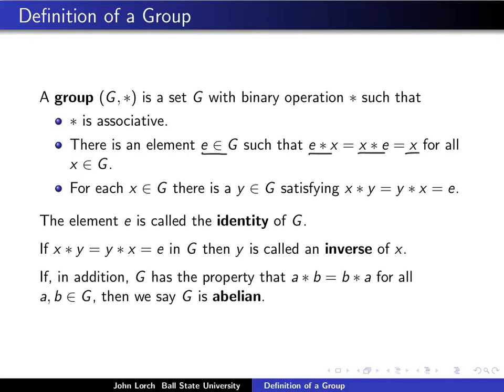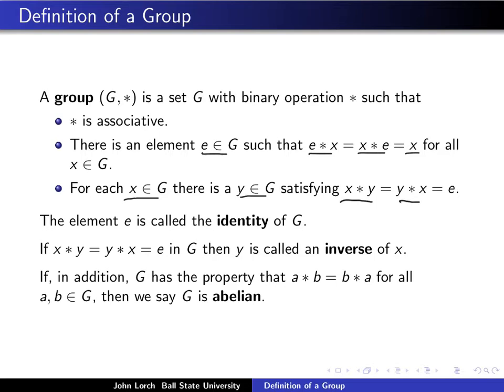And then finally, we have an inverse property. So if someone hands me an element X in G, then I must be able to find an element Y in G so that when I apply X to Y, either on the right or on the left, I wind up with this special identity element.